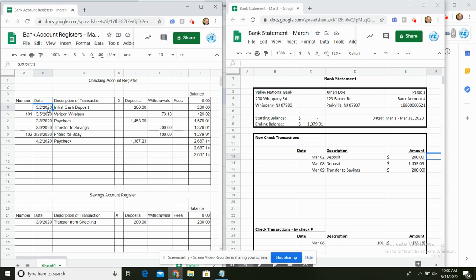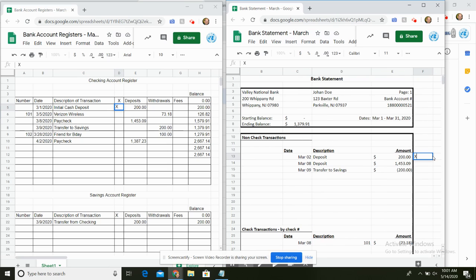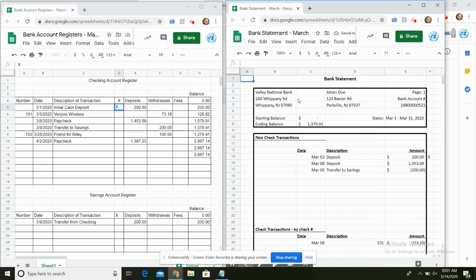Now, what if this says March the 1st? Do I not check it off? No, it's definitely the same one. Remember, this date might be off by one or two, but it's the dollar amount and the description that matter. So I'm going to put an X in here. And now a bank statement is usually printed out, in which case you have it on paper and you mark it off with a pen. In this case, we're going to mark it off by doing it that way. All right. And we continue down through.